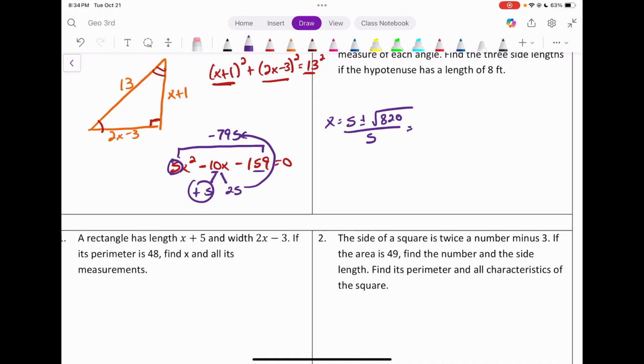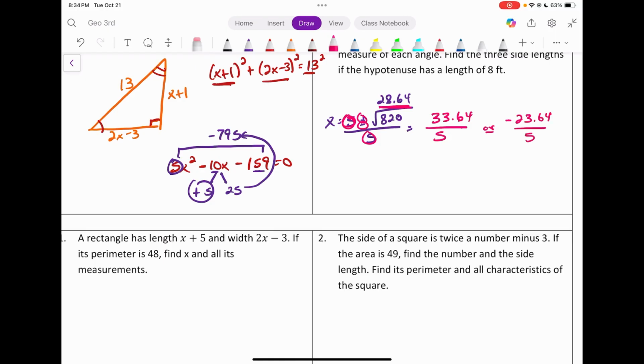Let's actually find out what that value is. So the square root of 820, you can type that in your calculator first if you'd like to, but the square root of 820 is about 28.64. So my first answer is going to be 5 plus that number, which is going to be 33.64, all divided by 5. Or my second answer is going to be 5 minus that number, which is negative 23.64, again, all divided by 5.